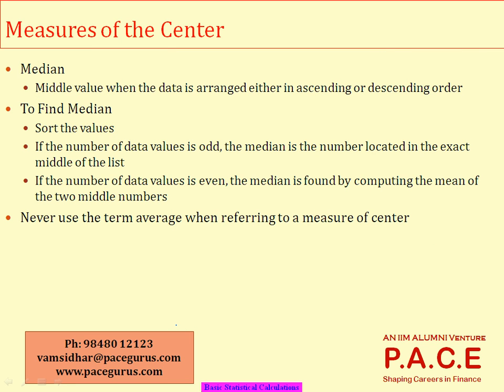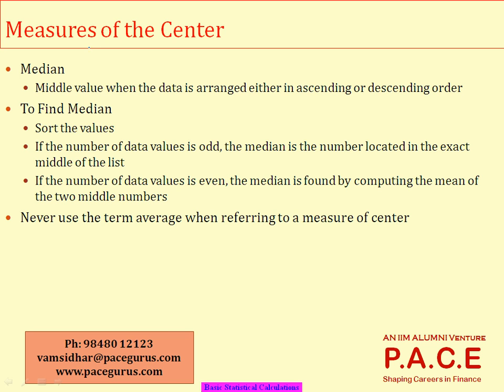Then looking at the median. The way the mean decides the center is you add up all the values and divide by the total number of values, which will be the center. Whereas the median defines center as: you arrange all the data in either ascending or descending order, and pull out exactly the middle value.